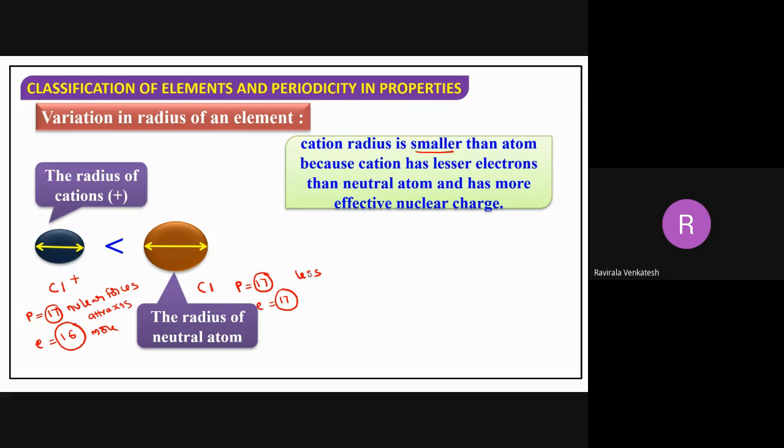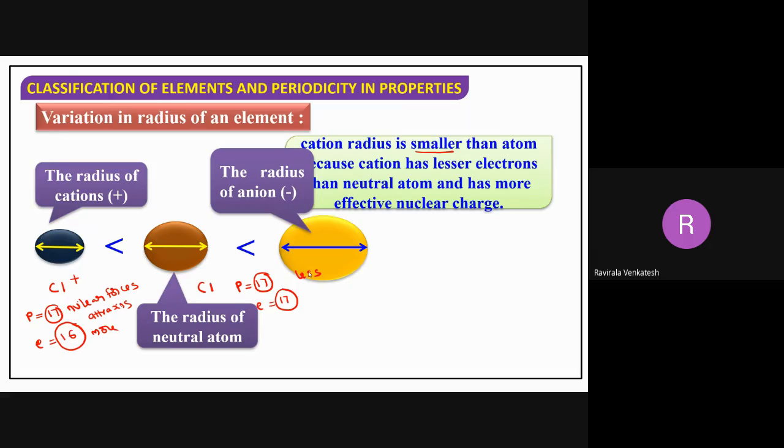Just now we listened to that one. And what about when nuclear force of attraction is weak? Size will increase. So obviously I can say here, the cation has a smaller size than the anion. Now let me see now here with the anion. I am taking now here the anion. Now in the anion, again, Cl minus.